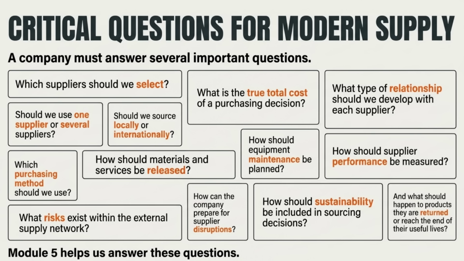How should equipment maintenance be planned? What risks exist within the external supply network? How can the company prepare for supplier disruptions? How should sustainability be included in sourcing decisions? And what should happen to products after they are returned or reach the end of their useful lives? Module 5 helps us answer these questions.